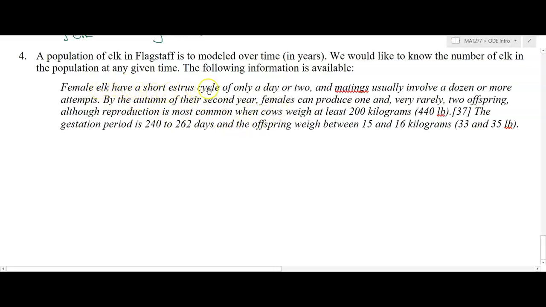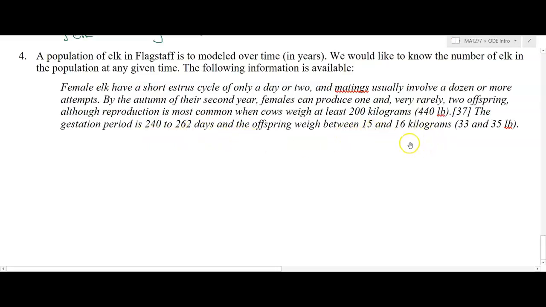Female elk have a short estrus cycle of only a day or two, and matings usually involve a dozen or more attempts. Okay, we're not going to take that into account, because how do I deal with that? By the autumn of their second year, females can produce one and very rarely two offspring, although reproduction is most common when cows, that's I think the name for the female elk, weigh at least 200 kilograms. The gestation period is 240 to 262 days, and the offspring weigh between 15 and 16 kilograms.